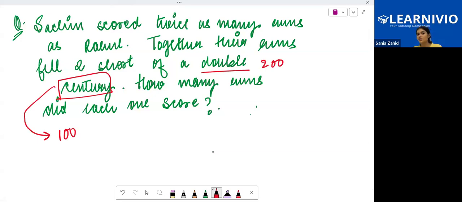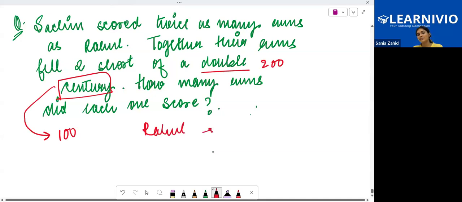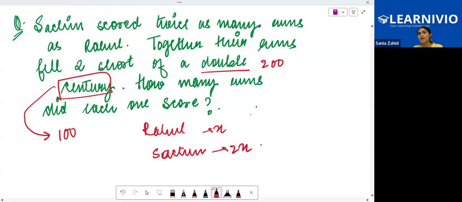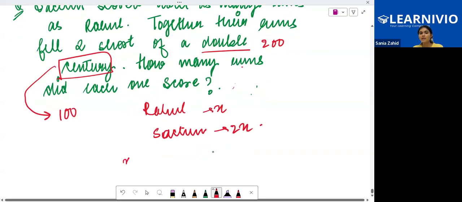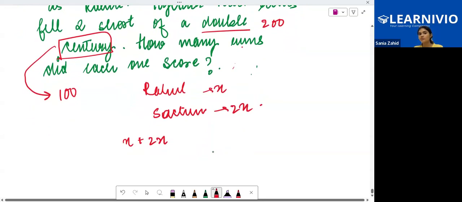So how many runs did each one score? Sachin scored twice as many runs as Rahul. So let us consider that Rahul scored x runs. Then Sachin scored twice as many, that means 2x, and together x plus 2x is 2 less than 200. Because 2 short of a double century means 200 minus 2. This is the equation. Solve this and tell me the answer.